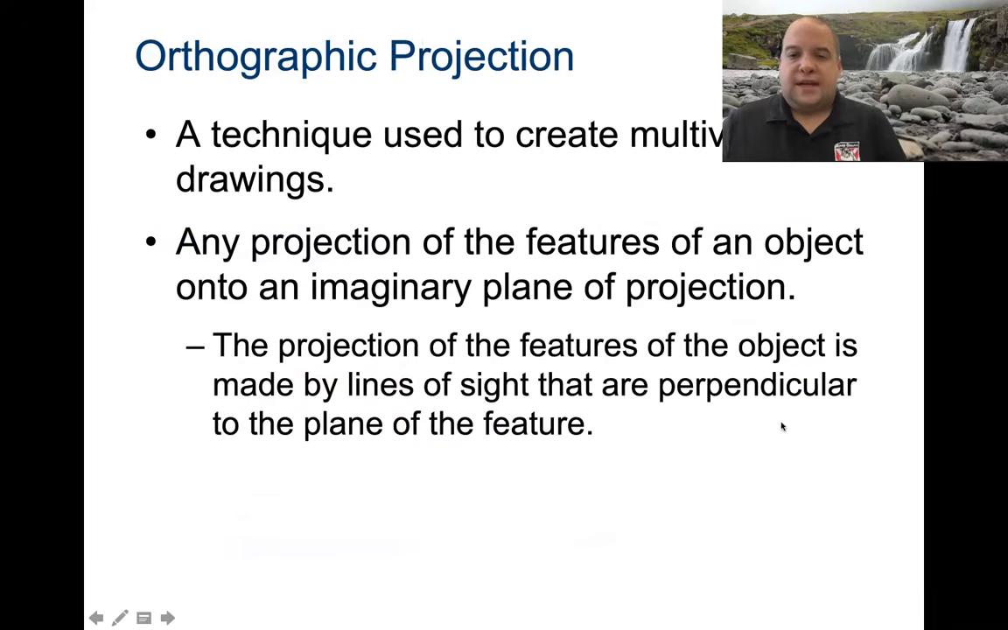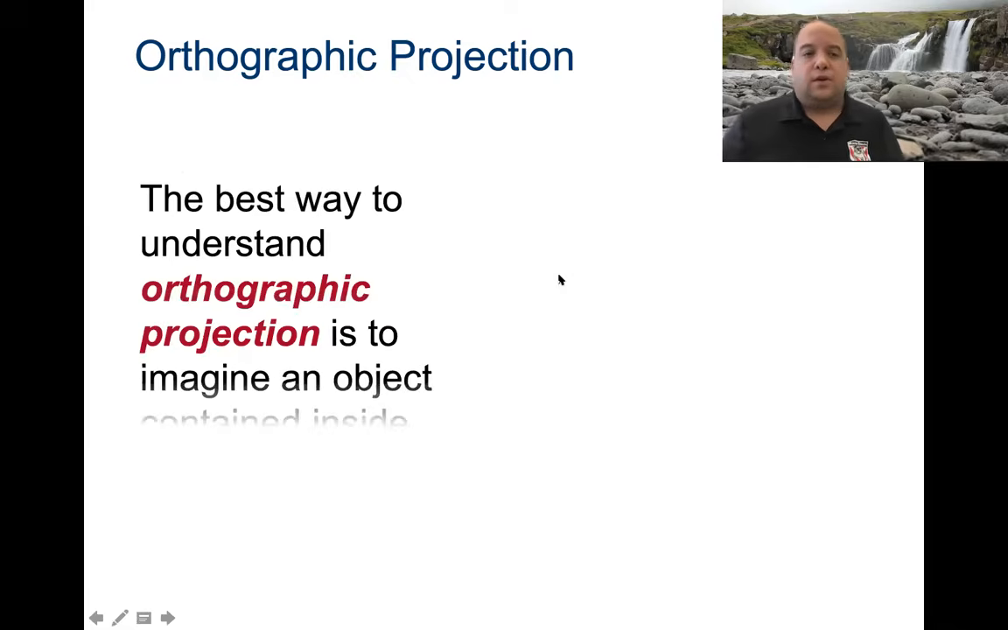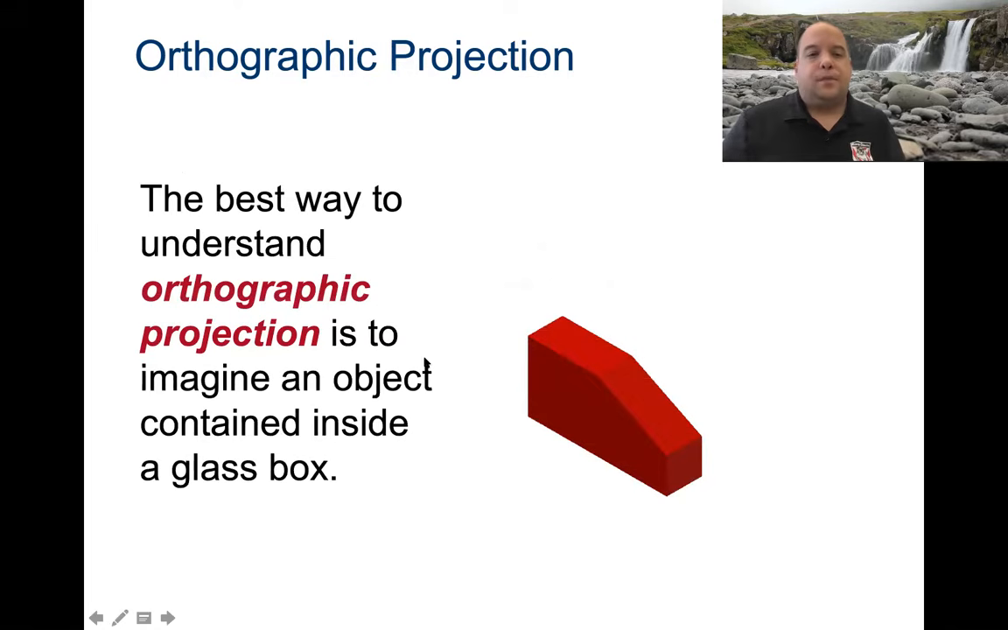All right, so what does that explain? Orthographic projection is a technique used to create a multi-view drawing, any projection of the feature of the object onto an imaginary plane of projection. The projection of the features of the object is made by lines of sight that are perpendicular to the plane of the feature. What does all that mean? I'm going to explain it. If that sounds like a big tongue twister, that's okay. We're going to explain it, breaking it down.